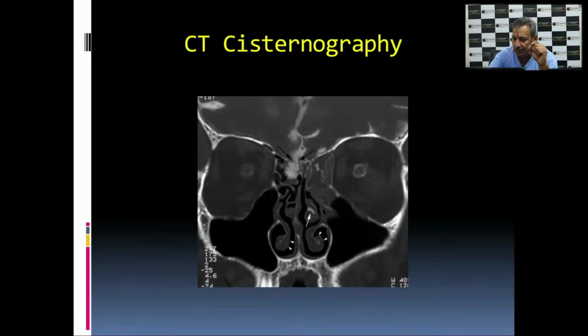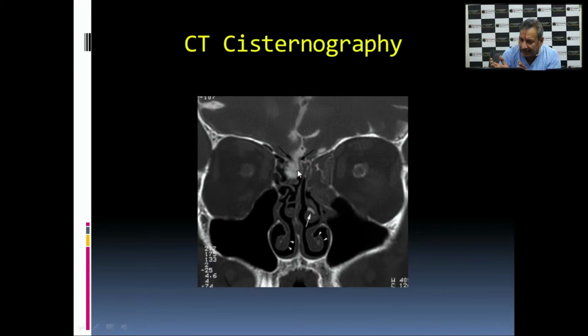Sometimes it is straightforward. This is CT cisternography. For us, it is obsolete now. Again, what information do you get from CT cisternography? CT cisternography is fascinating. You inject an intrathecal dye and you scan the dye coming out of the brain into the nose. And this is the scan you pick up.